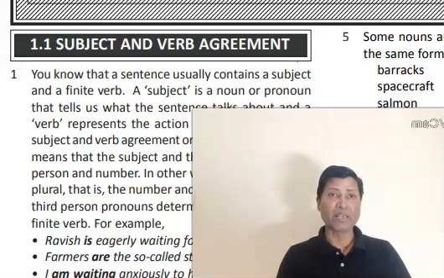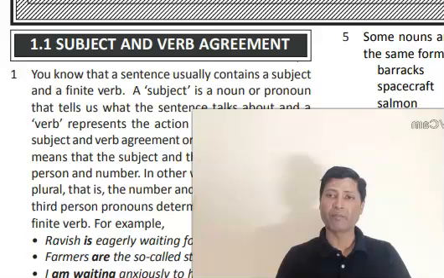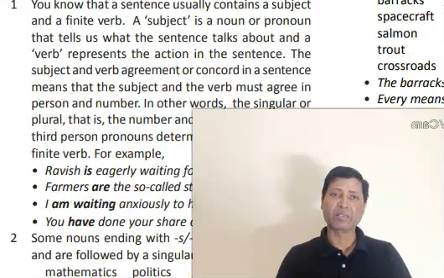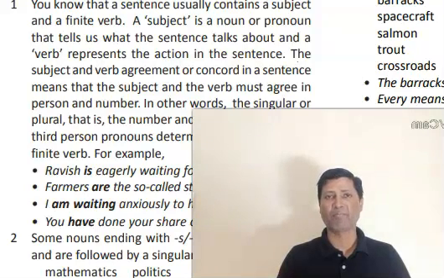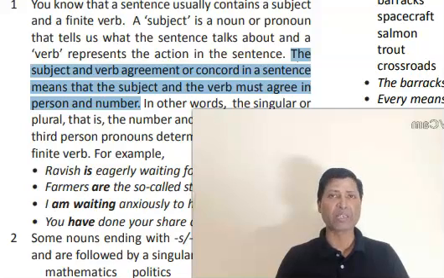Look, the first line says, you know that a sentence usually contains a subject and a finite verb. Number 2, let me take it ahead. Read it carefully. What a subject is: a subject is a noun or pronoun that tells us what the sentence talks about, and a verb represents the action in the sentence. The subject and verb agreement, or concord, in a sentence means that the subject and the verb must agree in person and number. This line must be memorized by you. I am going to explain it in simpler language.